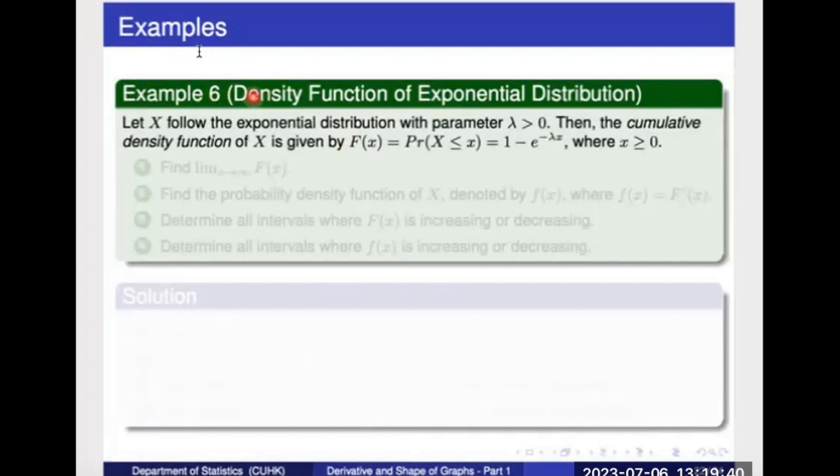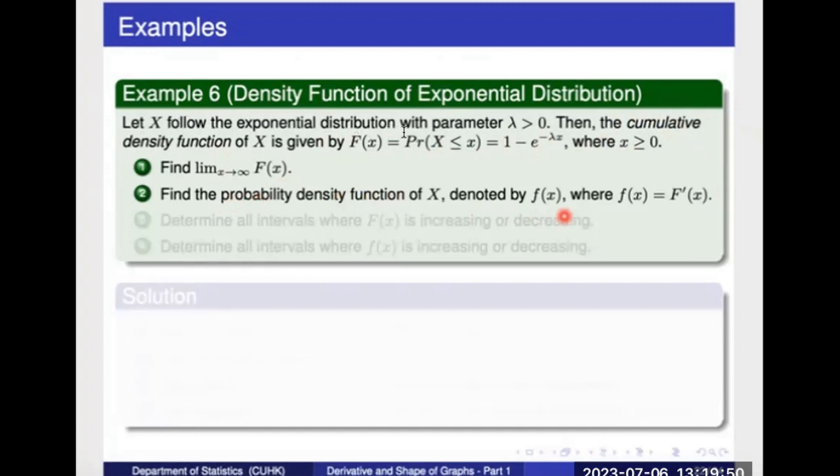Let X follow the exponential distribution with parameter lambda greater than 0. Then, the cumulative distribution function of X is given by F of x equals 1 minus e to the power of negative lambda x, where x is greater than or equal to 0. We want to find the limit of F as x approaches infinity, the probability density function of X, and the intervals where F and f are increasing or decreasing.